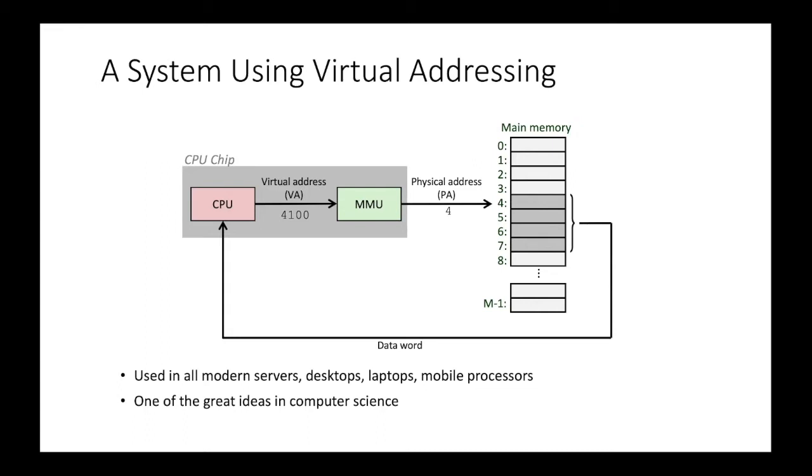In this simple diagram, the CPU issues a virtual address of 4100, and the MMU translates it to a physical address of 4. And then the memory is accessed using the physical memory address 4. All modern general-purpose computer systems use virtual memory addressing, and it is one of the great ideas in computer science.